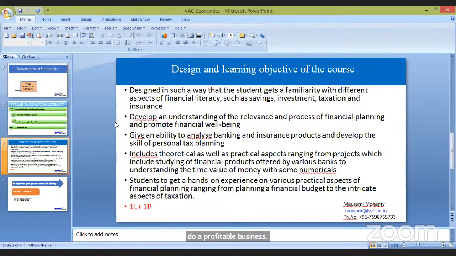Last semester, to be very specific, almost a total of 350 students joined this course. The major benefit that they took is that they became financially literate. So I would like all of you to join this subject in huge numbers in order to be financially smart in future. So thank you all.